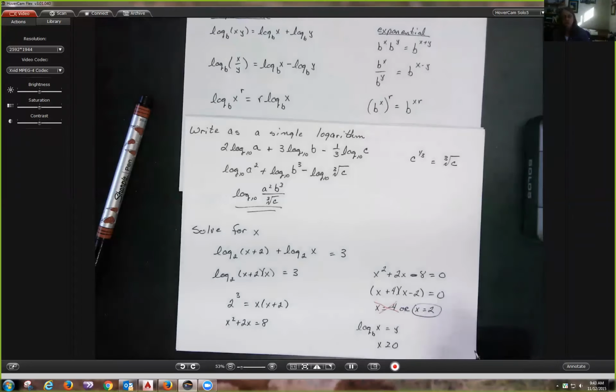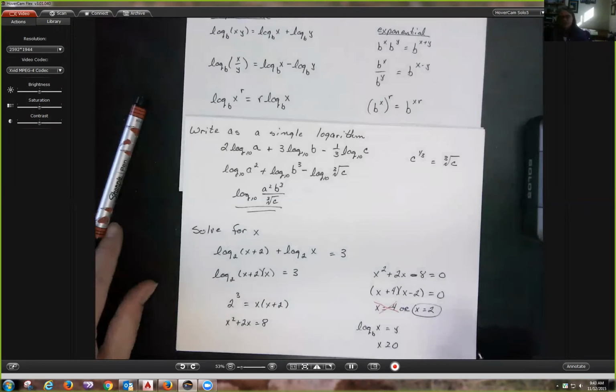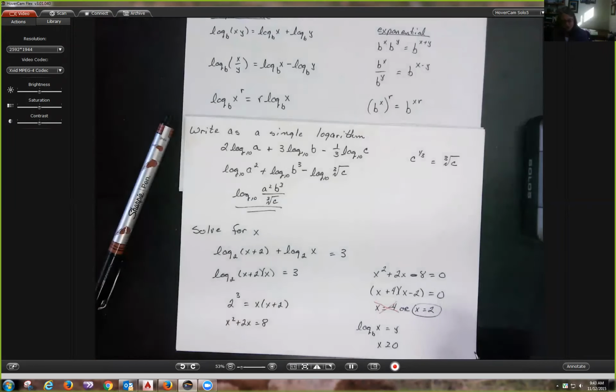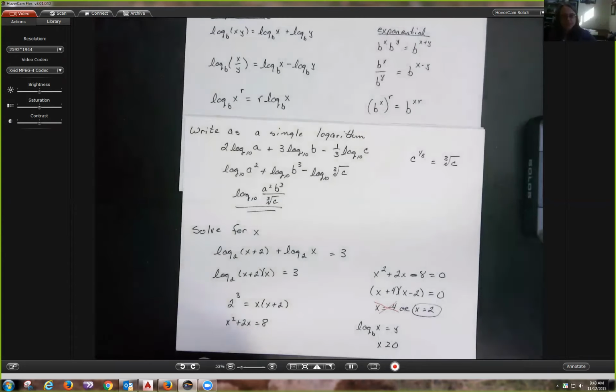Okay. That's it for section 6.4. I hope that this has been helpful. We will continue later talking about some special logarithms, which are common and natural logarithms, and those just indicate specific bases.